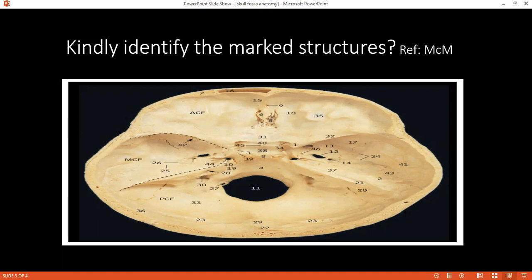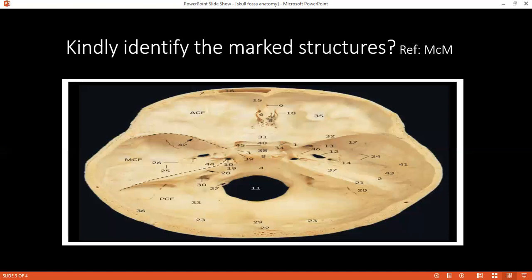Can you please identify and tell me what this foramen 12 is? Ma'am, foramen 12 is the foramen ovale. What passes through it? Ma'am, there is a mnemonic for this: OVALE. O is for otic ganglion. V is the mandibular branch of the trigeminal nerve. A is the accessory meningeal artery. L is the lesser petrosal nerve, and E is the emissary veins.